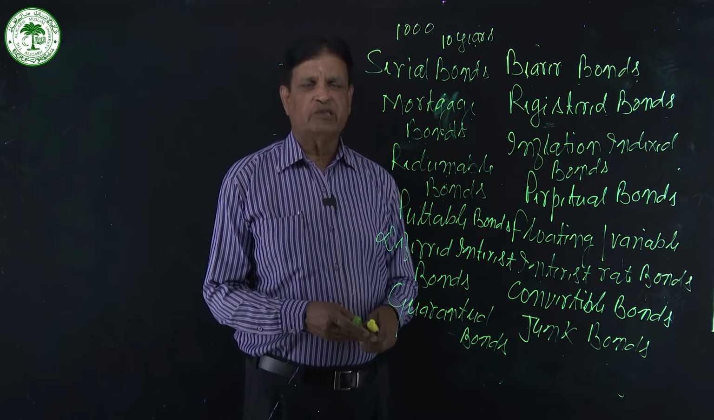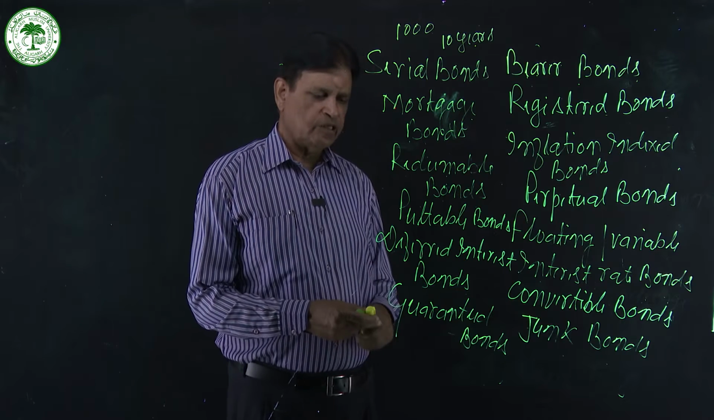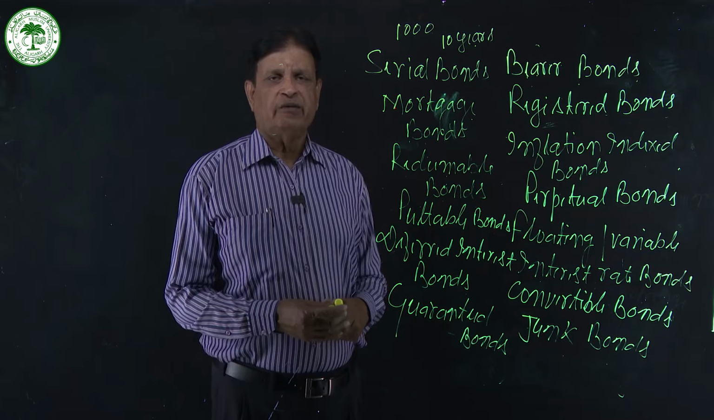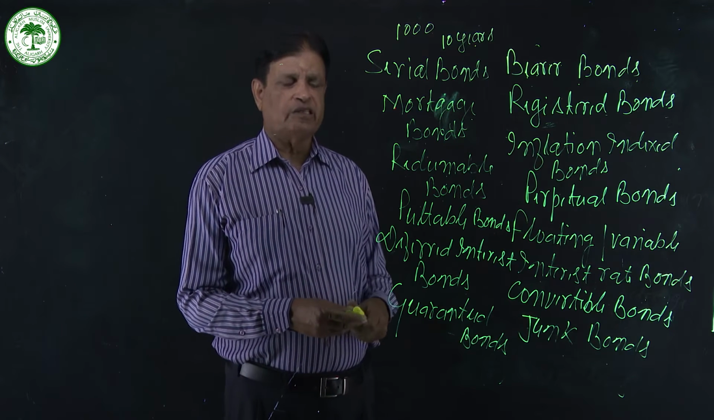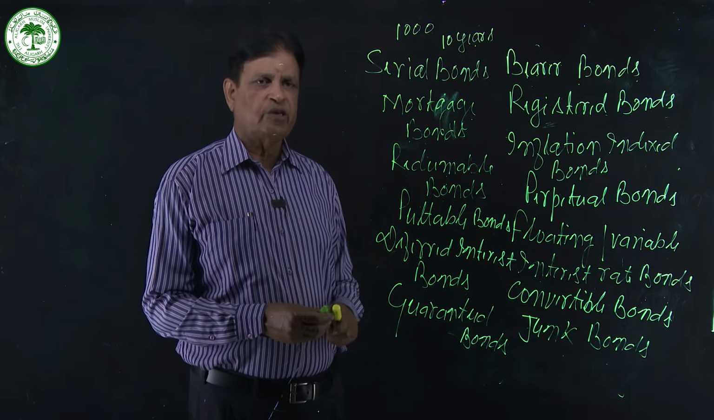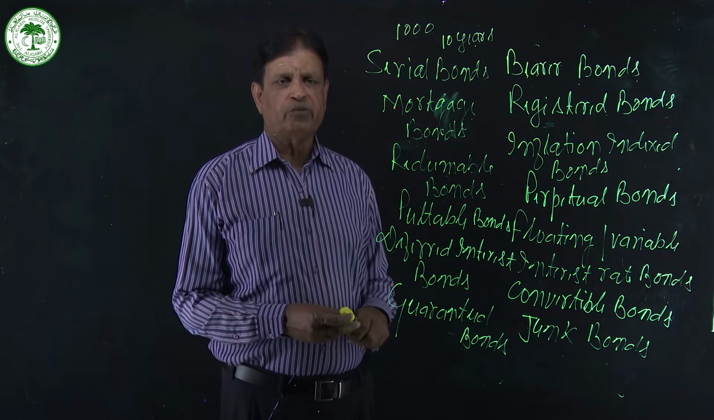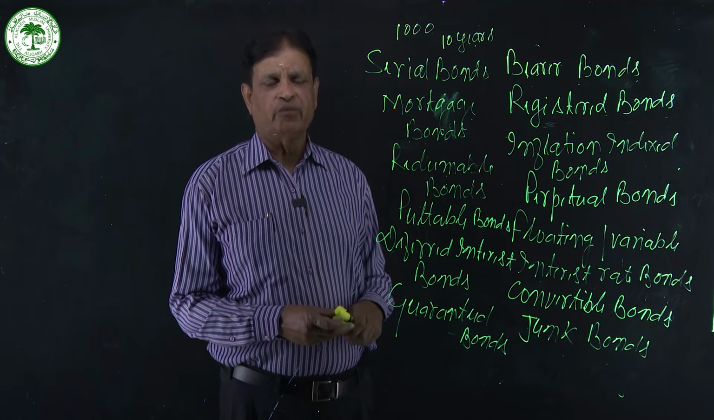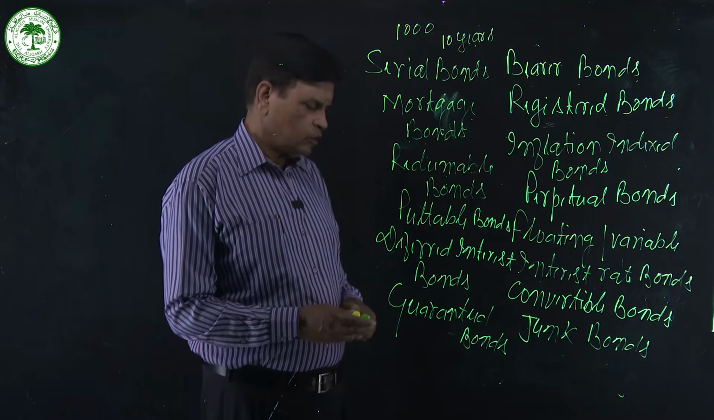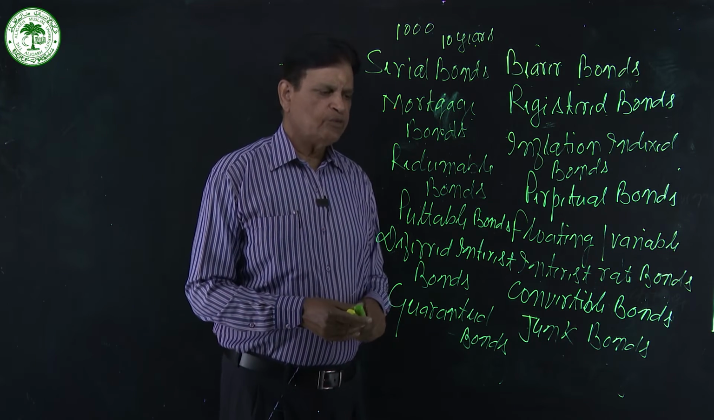As the name itself suggests, these bonds are guaranteed bonds. That is, here a guarantee is provided by either the bank or an insurance agency to make the payment. So we call them guaranteed bonds. That is, in case the issuer of the bond fails to make the payment, either interest payment or principal payment, the guarantor will make the payment. So these are some of the types of bonds that we see.